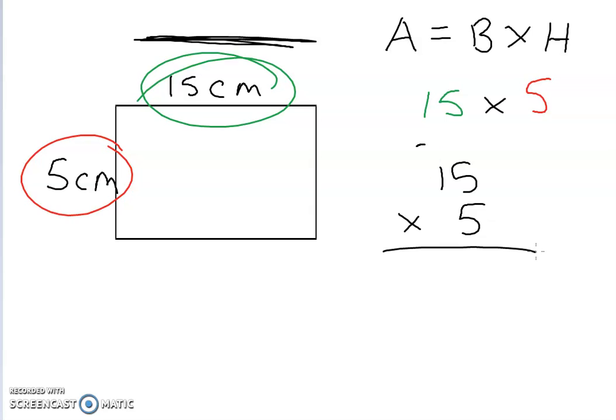So 5 times 5 is 25. 5 times 1 is 5, 6, and 7. So that was 5 times 1, and then add that little 2 that you carried. So your final answer is actually going to be 75.